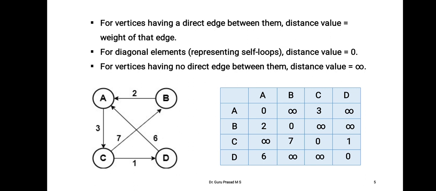C to A, there is no direct edge, infinity. C to B, there is a direct edge, 7. C to C, self loop 0. C to D, there is a direct edge, and the edge weight is 1. D to A, there is a direct edge, 6. D to B, there is no direct edge, so the value infinity. D to C, there is no direct edge, so the value infinity. D to D, it's a self loop, so value 0.